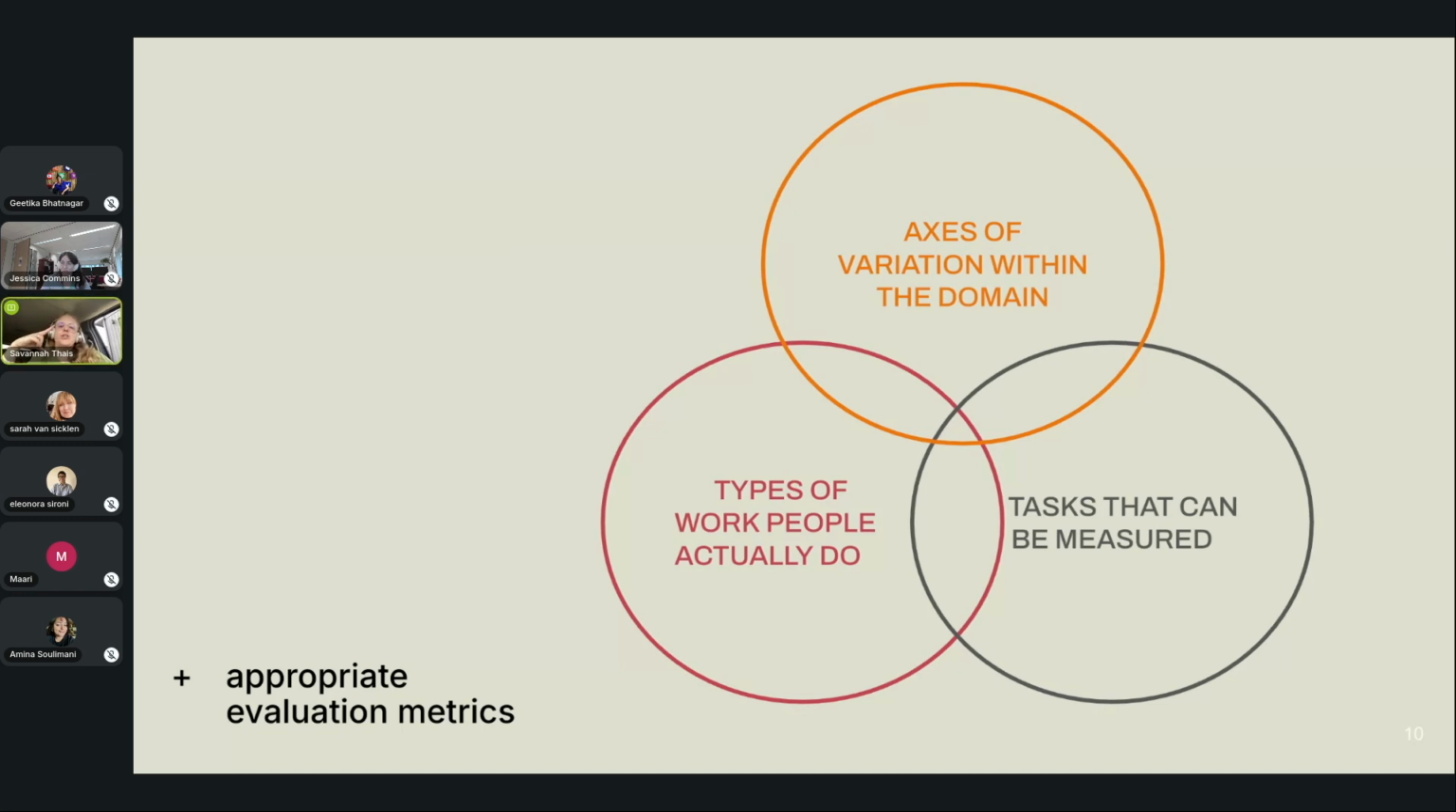Second, you need to think about axes of variation within the domain that you're studying. And I'll show examples of this in a couple of slides. But this means that if you're writing a math benchmark, for example, you don't want to just have algebra questions. You want to think about what different kinds of math problems exist, and you want to make sure those are represented in your data set, or you need to be honest that your data set is maybe just an algebra benchmark rather than a math benchmark.